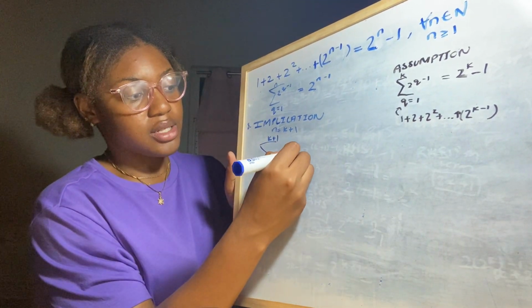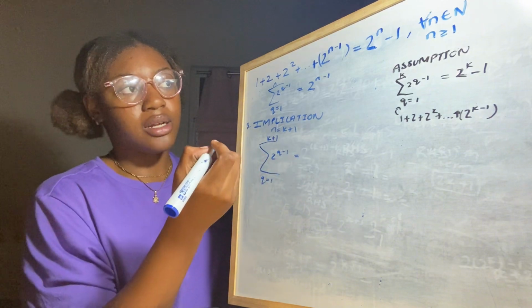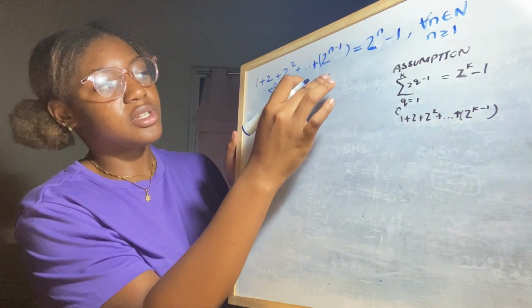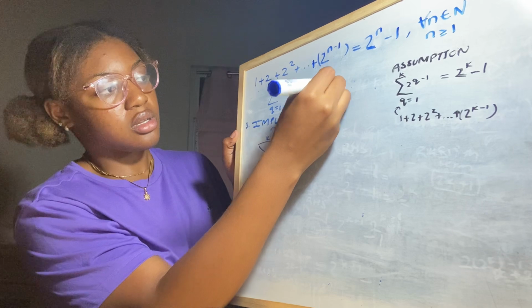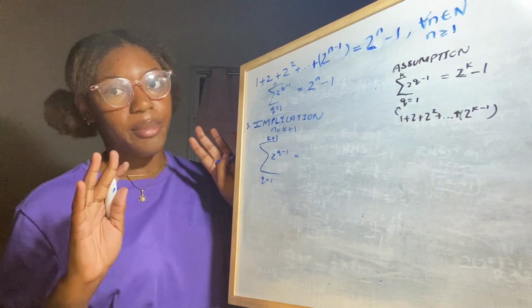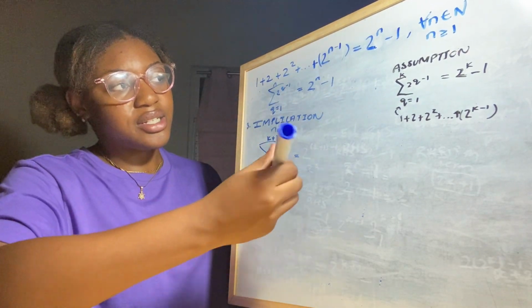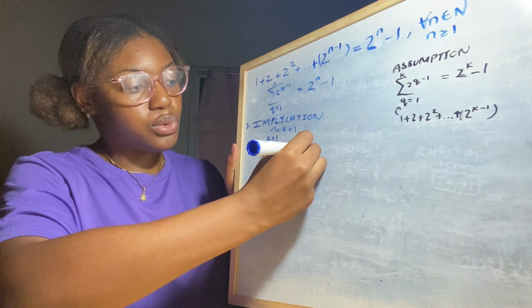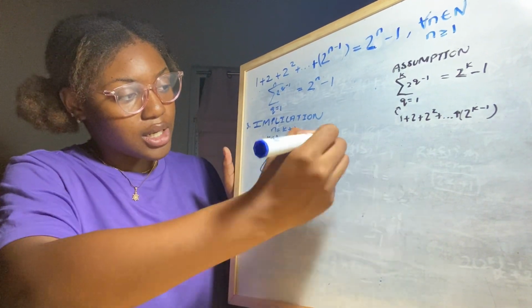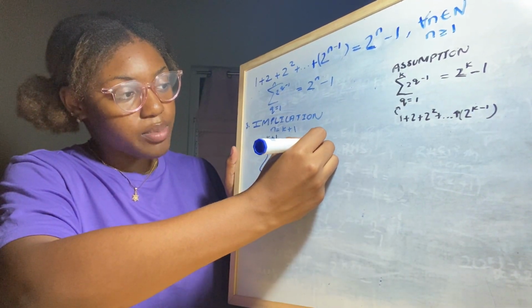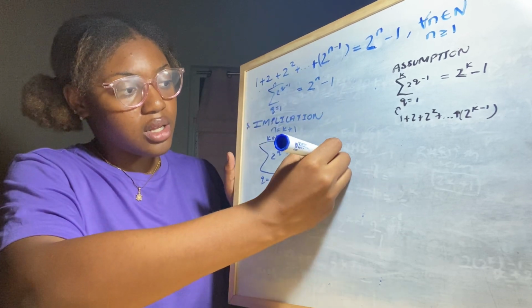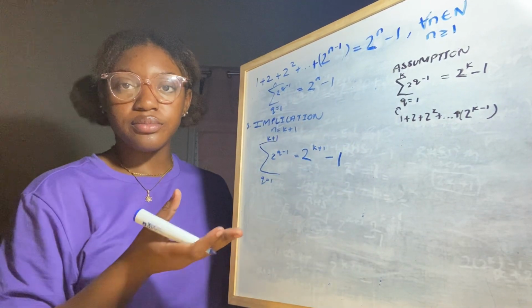And this is equal to our right hand side, oh, I rewrote this wrong. I'm sorry, guys. My bad. This is equal to our right hand side being 2 raised to the k plus 1, because that's where we say n, and that's subtracted by 1.